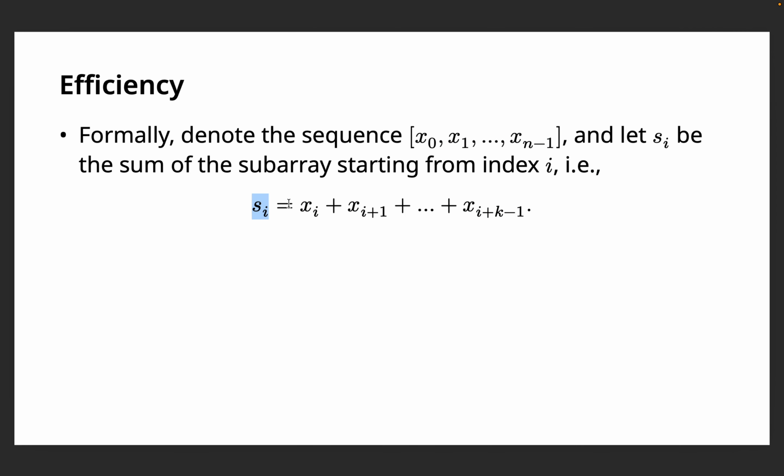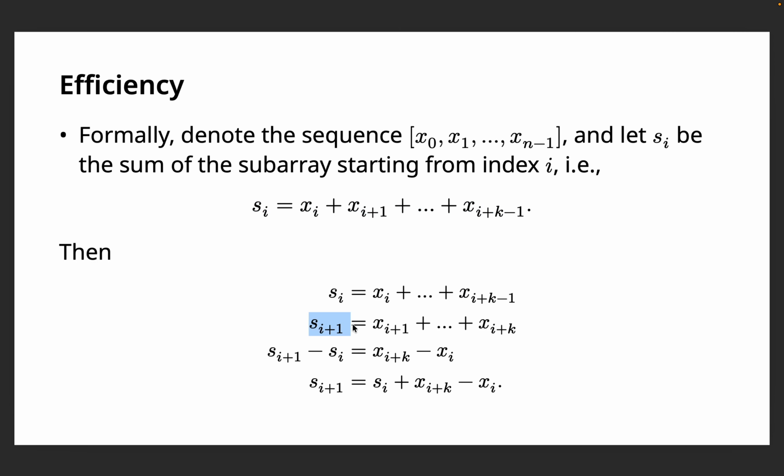So Si is the sum starting at index i. If you have S of i plus 1, or the next subarray after Si, from the definition, it's just this element plus so on until k elements after. If you try to get the difference of these two, they will share all of the elements after Xi for Si, and all of the elements before X of i plus k for S of i plus 1.